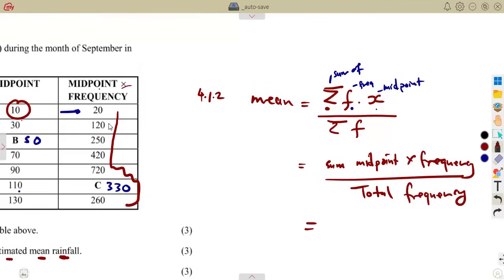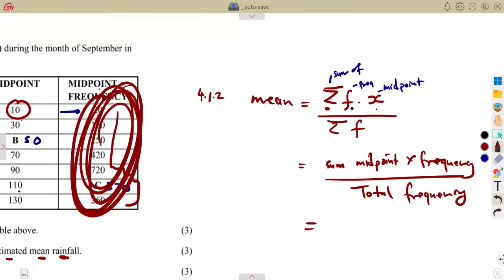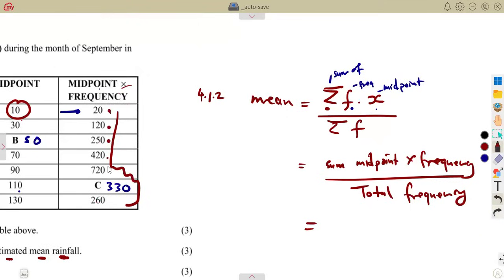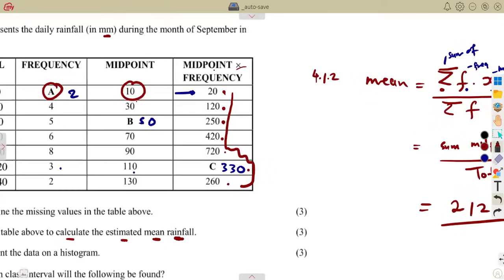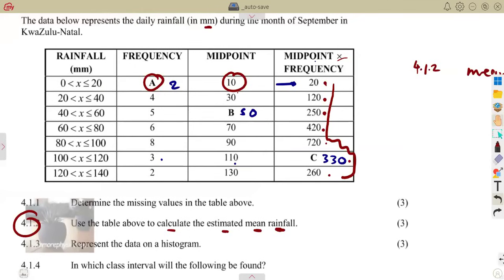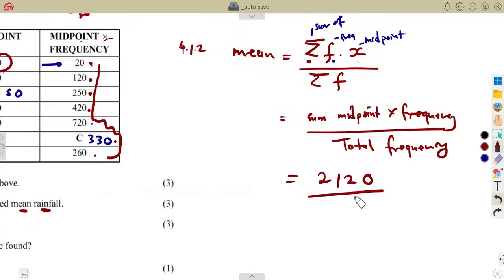Okay, so for the sake of time, we want you to add everything that you are seeing here: 20 plus 120 plus 250 plus 450 plus 720 plus 330 plus this 260. You are going to obtain 2,120 divided by the total frequency. The total frequency is what you are given. It's the month of September. How many days do we have? 30 days. So these are the days being given here as the frequency. So add 2 plus 4 plus this plus this plus this. It is supposed to give you 30. So that gives us 30 as our total frequency.